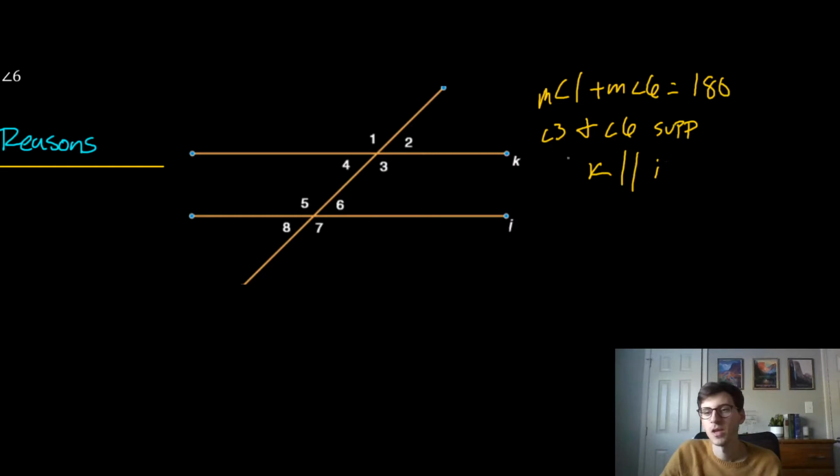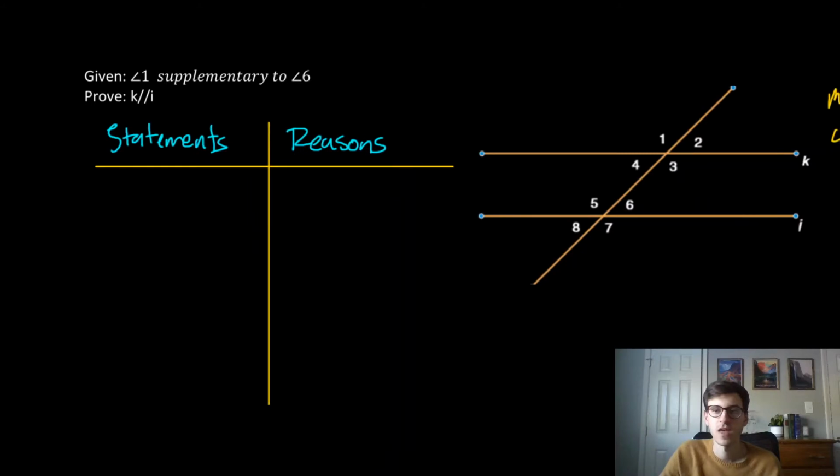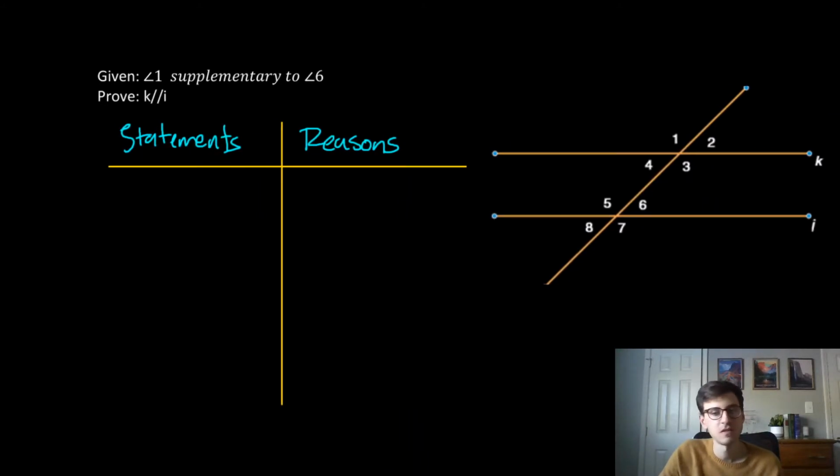I think it might be a little bit easier to show that 1 and 6 equals 180, and because of that, and because 1 is congruent to 3 by the vertical angle theorem, I can say these are supplementary. And then I can say they're parallel. So let's try that out. We're going to try that approach. Might not be the best approach, but it is an approach. So we'll try it out.